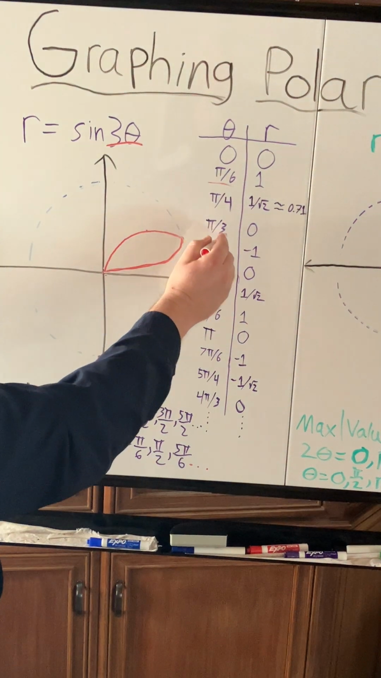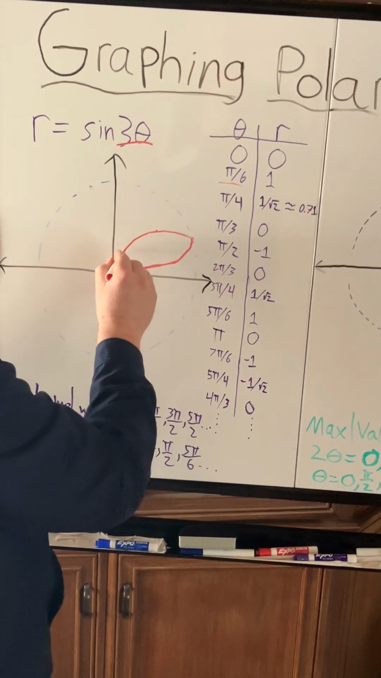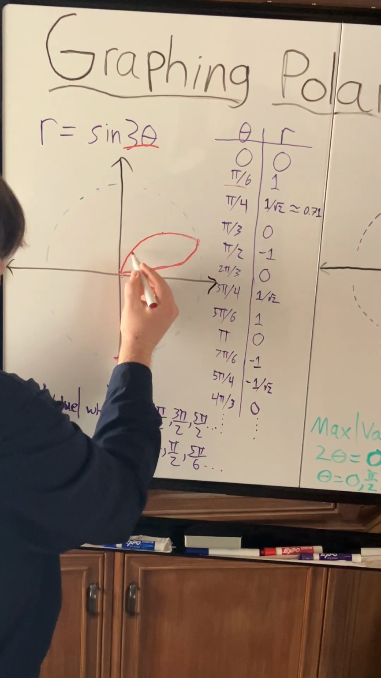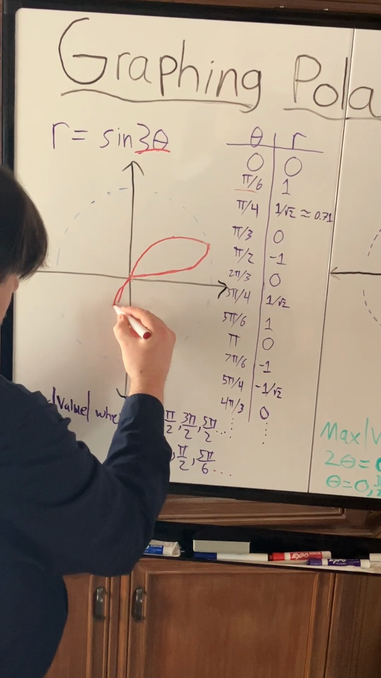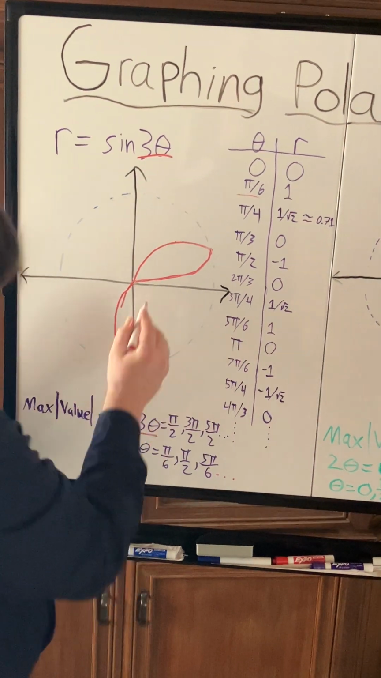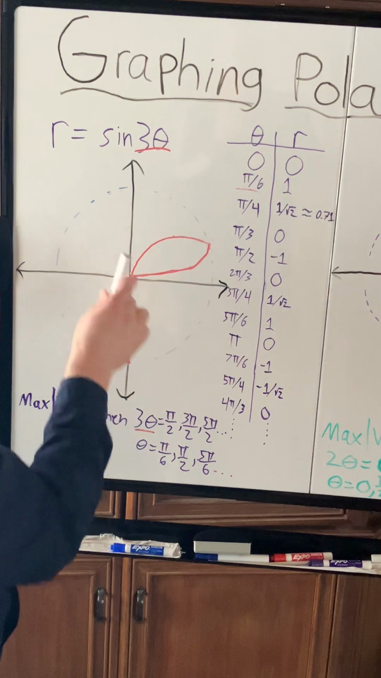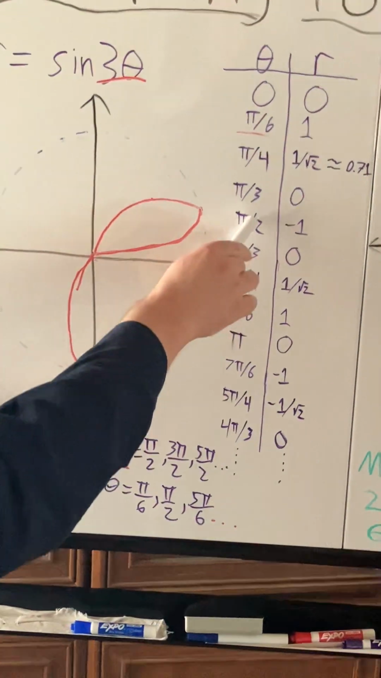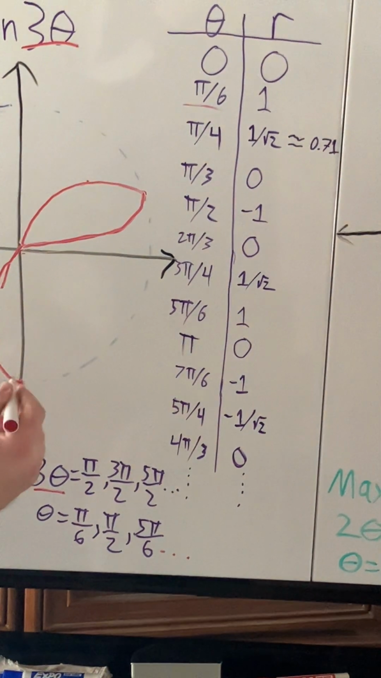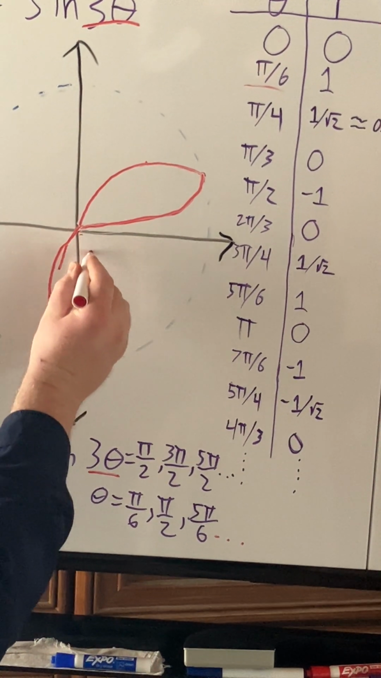Now, we could graph angles in between these, but we can tell from this shape that it's going to continue through like this and do about the same thing that it did there. Pi over 2, 2 pi over 3. We come back to 0, and all the values between those angles, it's negative, and that tells us that it goes like this.